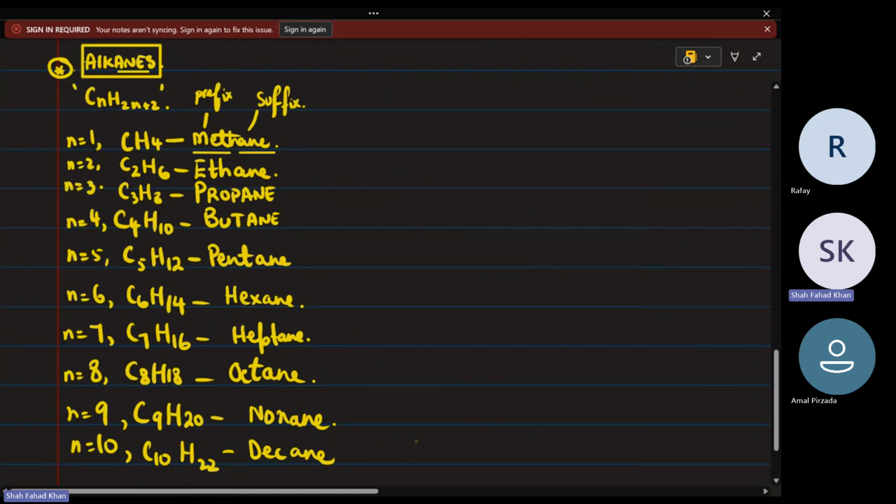Meaning these are all the prefixes you are required to know. The same prefixes will be repeated with alkenes. The same prefixes will be repeated with alcohols and carboxylic acids as well. But what would be the difference, Amal? What do you think would be the difference?